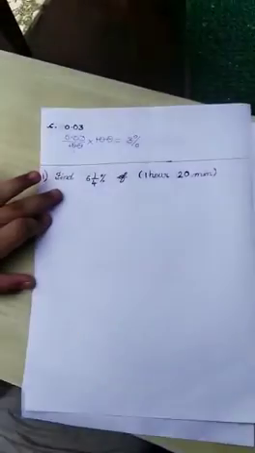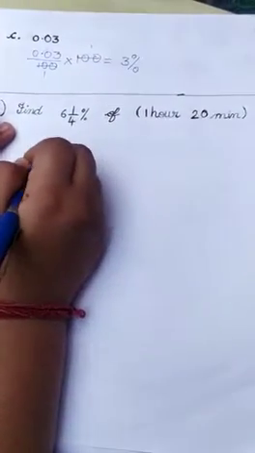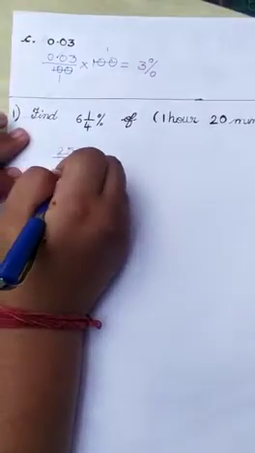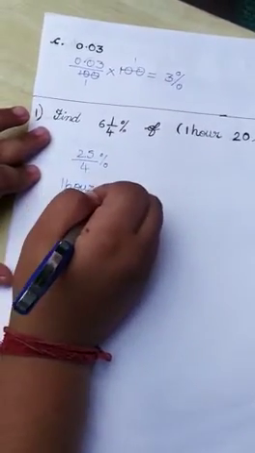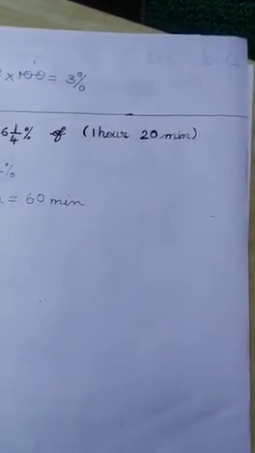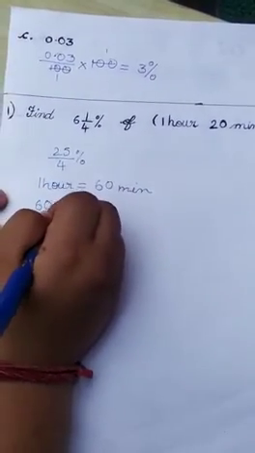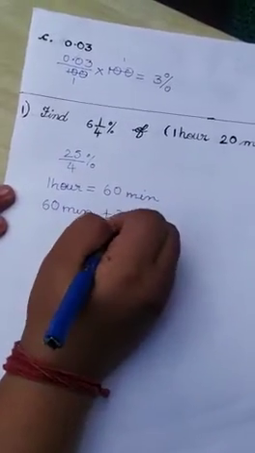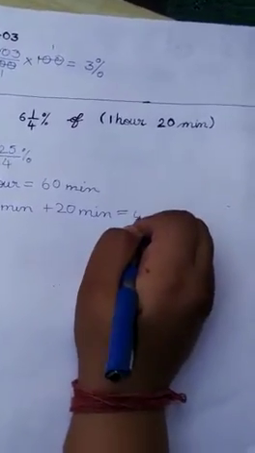Now if it is given, find 6 1 upon 4% of 1 hour 20 minutes. First we will convert it into an improper fraction: 6 4s are 24, 25 upon 4%. Now 1 hour is equal to 60 minutes, and 20 minutes is also given. So 60 minutes plus 20 minutes, we will get 80 minutes.